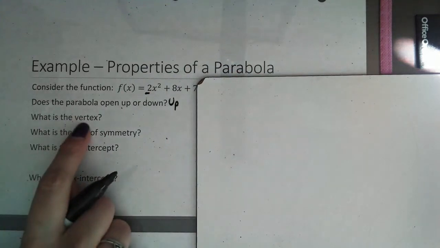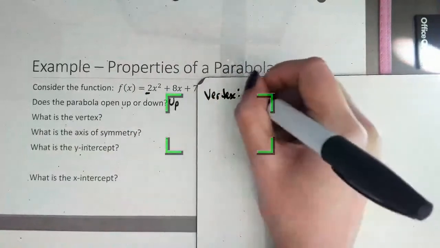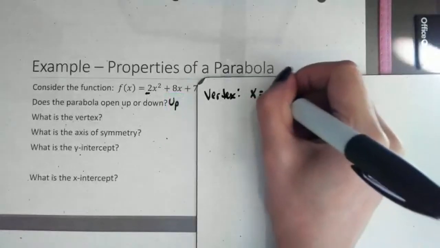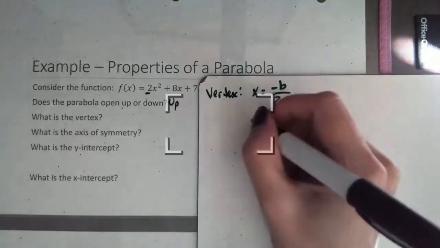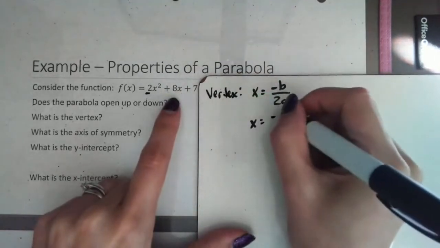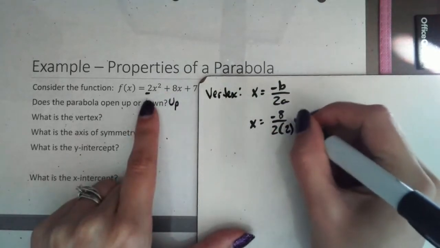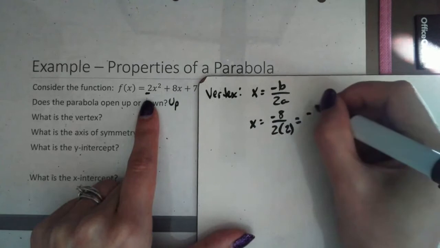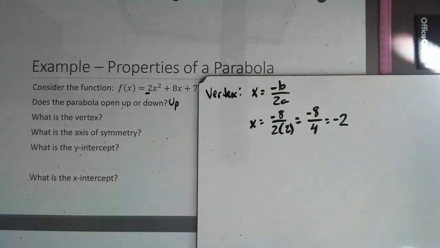Next up, we want to know the vertex. So to find the vertex, we need to use the equation x equals negative b over 2a. So in this case, we'll have x is equal to negative, my b value is 8, over 2 times my a value, which is 2. So that's going to be a negative 8 over 4, which is a negative 2. So I know the x value of my vertex is negative 2.